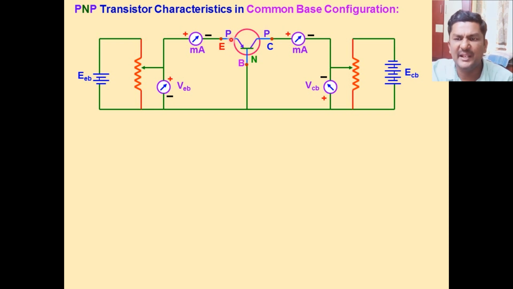This is the PNP transistor, and we consider it in common base configuration. So base is common to both input and output. Input is measured across emitter and base, and output is measured across collector and base. IE represents the emitter current, IB represents the base current, and IC represents the collector current.